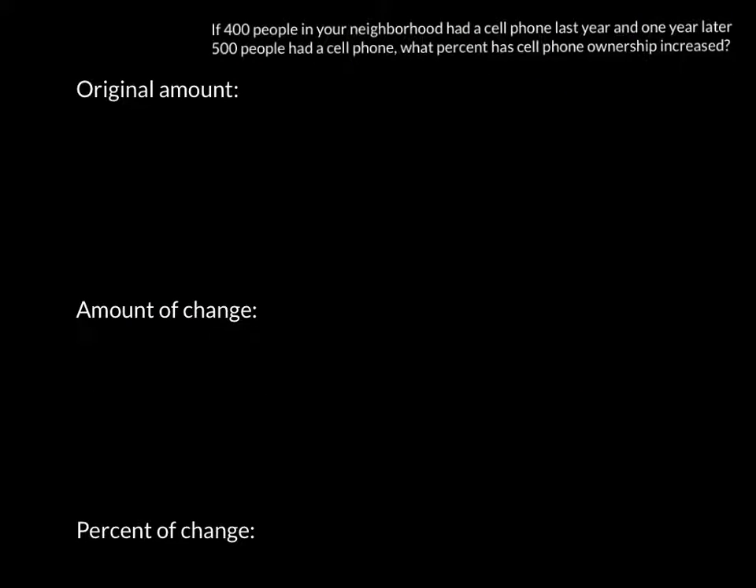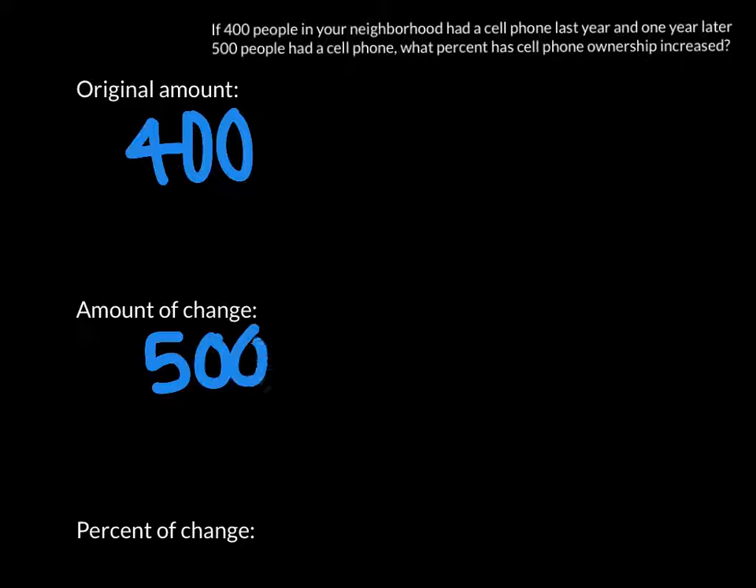Okay, so 400 people in your neighborhood had a cell phone last year, and 1 year later, 500 people had a cell phone. What percent has cell phone ownership increased? Okay, so first of all, let's find the original amount. It said 400 people in your neighborhood had a cell phone last year. So that was the original amount, 400. Okay? And then 1 year later, 500 people had a cell phone. So the amount of change is 500. What percent has cell phone ownership increased?